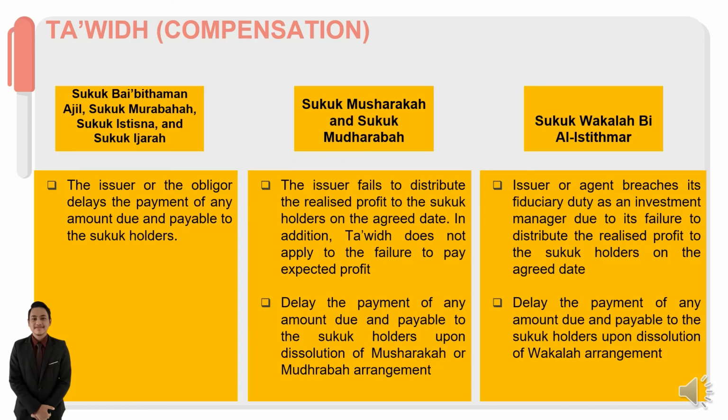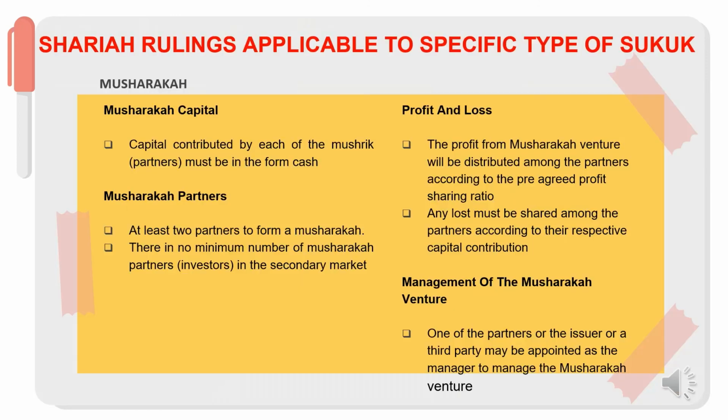And lastly, for sukuk wakalah bil al-istithmar or sukuk investment, the tawid is permissible when the issuer or agent breaches its fiduciary duty as an investment manager due to its failure to distribute the realized profit to the sukuk holders on the agreed date. And also, it can be permissible when there is a delay in the payment of any amount due and payable to the sukuk holders upon dissolution of the wakalah arrangement.